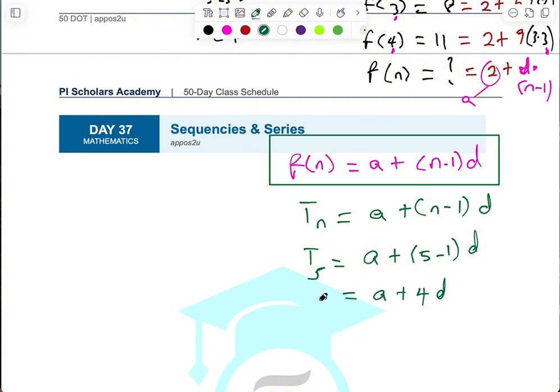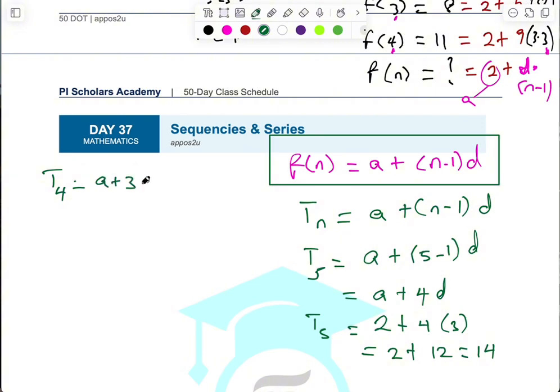So therefore, you have T5 equals, what is a? a is 2, plus 4 multiplied by 3. So that will be 2, 4 times 3 is 12, and that will be 14. So you can see that that is how we get our nth term. Another thing you should also observe here is that if I ask you for T4, that would definitely be a plus 3d. If I ask you for T10, that should be a plus 9d. If I ask you for T80, that will be a plus 79d.